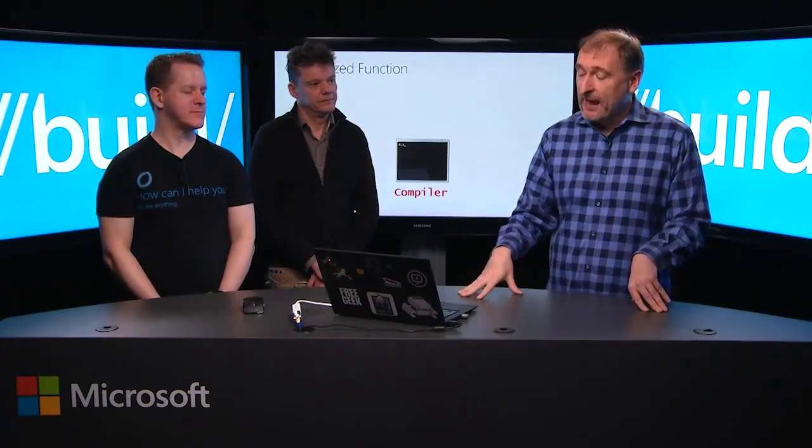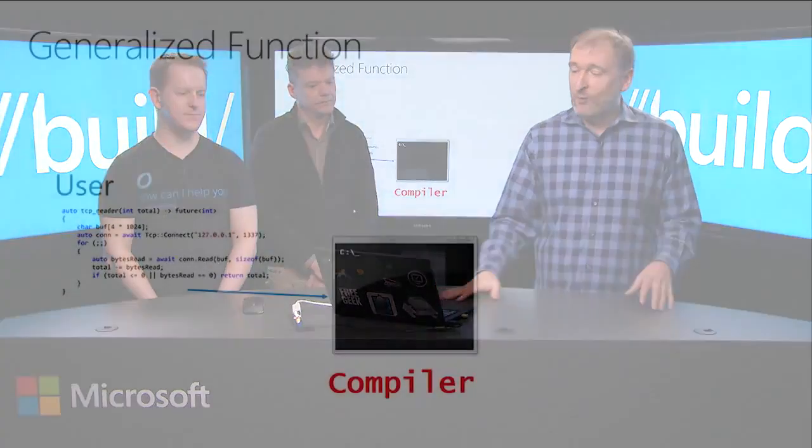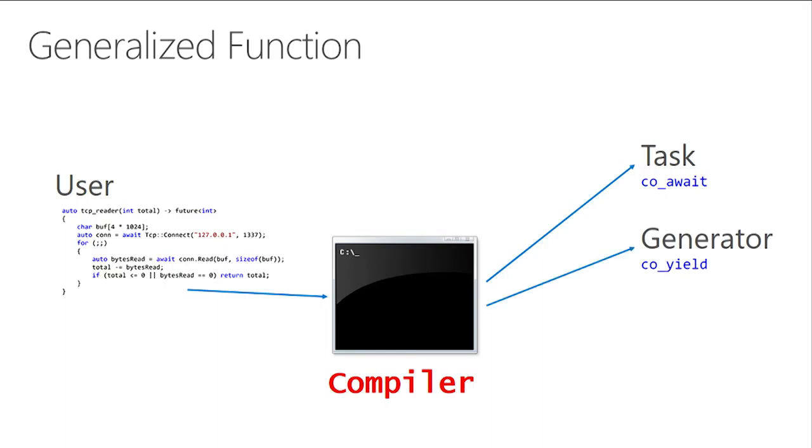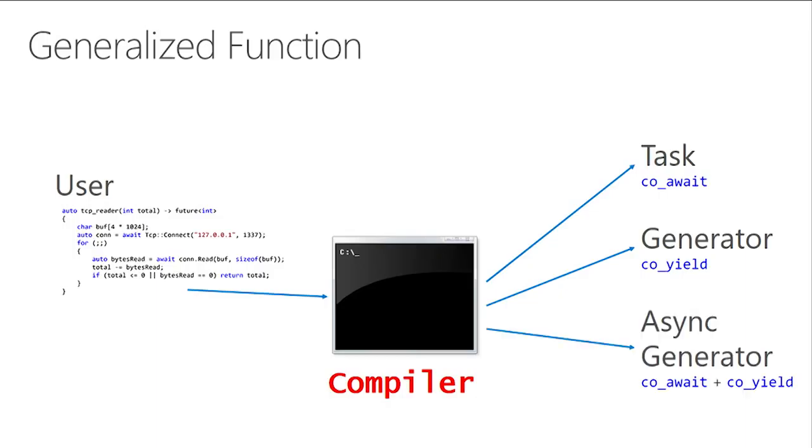And essentially, when a user provides some code, the compiler sees if there is an await, well, it should treat it like a task. If it has co_yield, it's more of a generator, which is a lazily produced sequence of values. If it has both, it's a very strange beast. It's an asynchronous generator. So you can use both co_await and co_yield in the same coroutine. And finally, if you have none, that's what we used to have before. It's a plain old function.